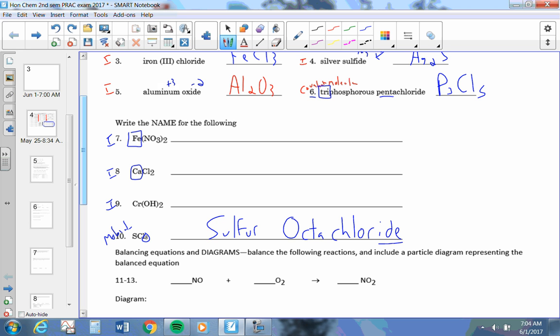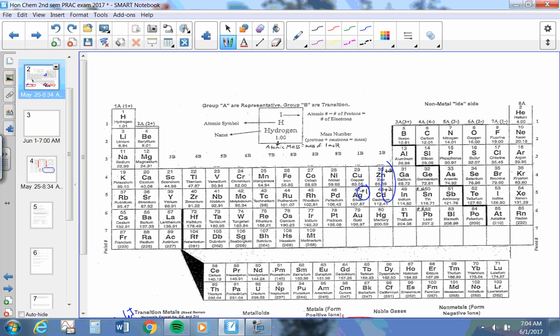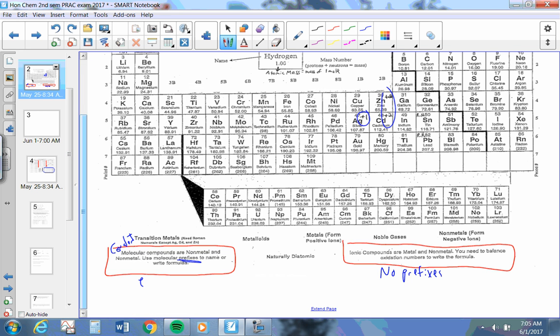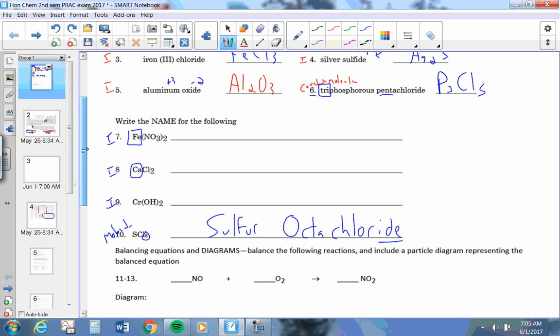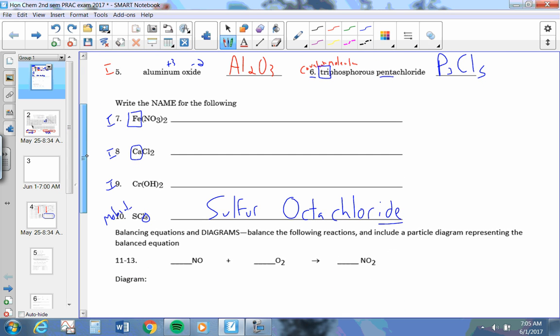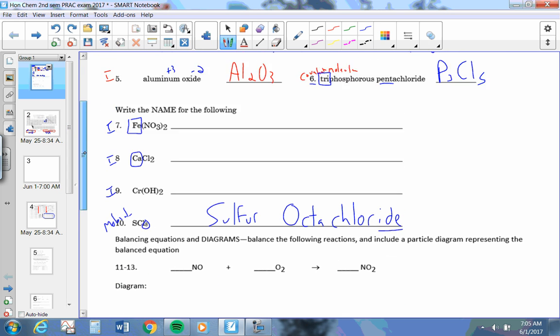They always end in ide. Both these types, molecular, ionic, end in ide. Some people have written that on the periodic table. End in ide, the last name. Both of those do that same sort of thing. So sulfur octachloride. The next one's Fe, that's iron.